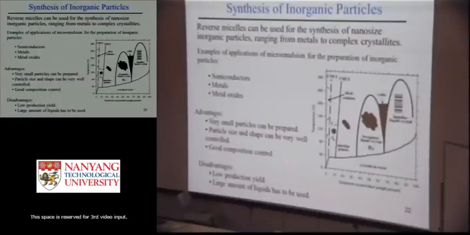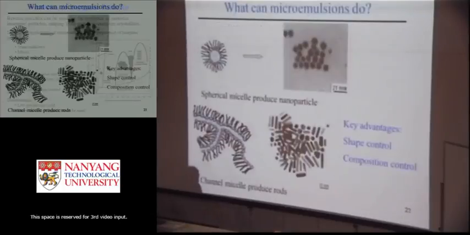And also good composition control, as we said, all the chemicals will be added within the droplet, allowing them to react completely. You will get this composition control. But the disadvantage is you have a low production yield. You use a large quantity of the liquid. Let's say in the microemulsion, right?